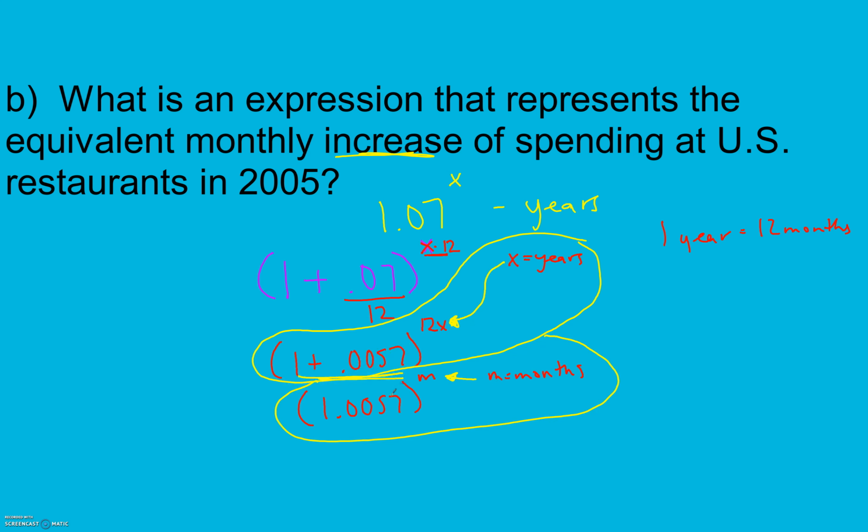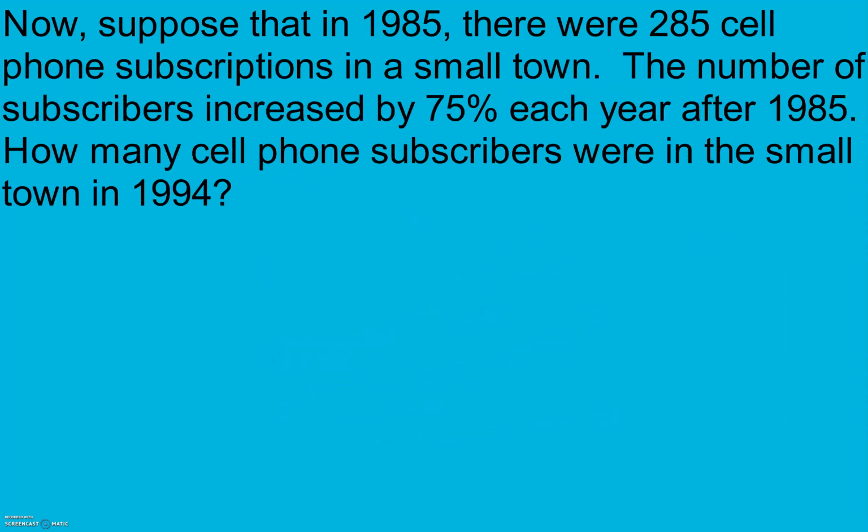Regardless, we're going to combine that to be 1.0057, but we can leave it as 12x in terms of years or m for months. Feel free to pause here and give this a try if you'd like.